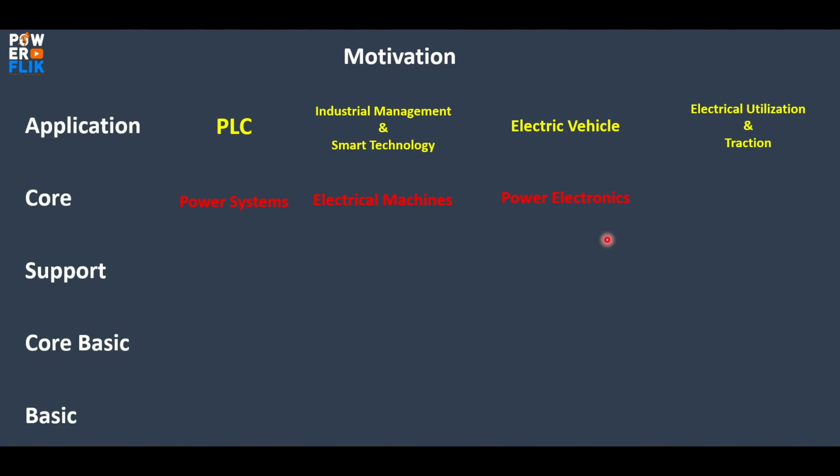I'll give a small example. Say consider an electric vehicle. An electric vehicle will have a traction motor, that is a motor which is used for the traction. We need to charge that electric vehicle, so we'll have power electronics. And while charging the vehicle, we should not affect the grid. That comes under power systems. So all these 3 subjects will be interlinked and also very important for the application level subjects.